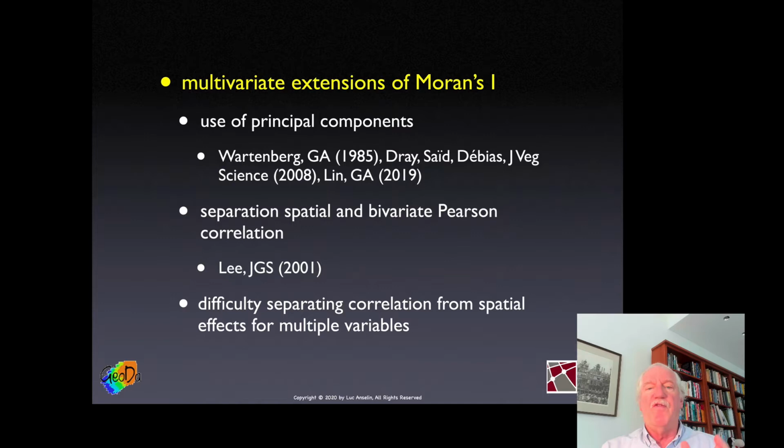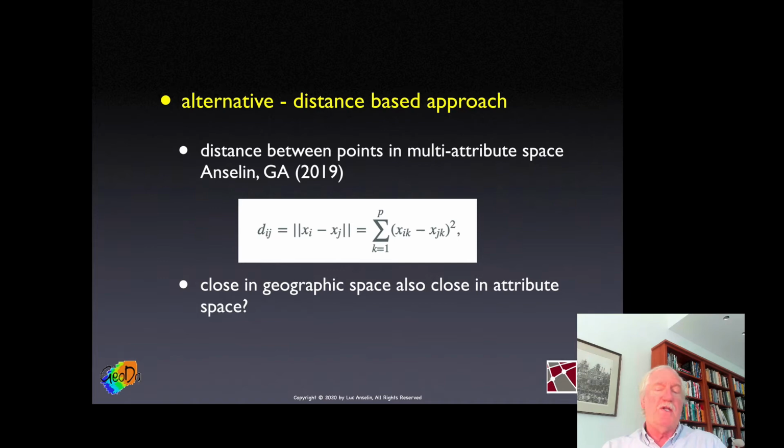And so an alternative way to think about this and to really move away from this focus on the cross product, which is admittedly very natural because it comes from thinking about correlation coefficients, which are all about products. So a different way to think about this, and in my opinion, a more natural way to think about it, is to think about distances. And two kinds of distances. We've already used distances in geographic space to construct spatial weights, but now we're going to look at distances in multi-attribute space.